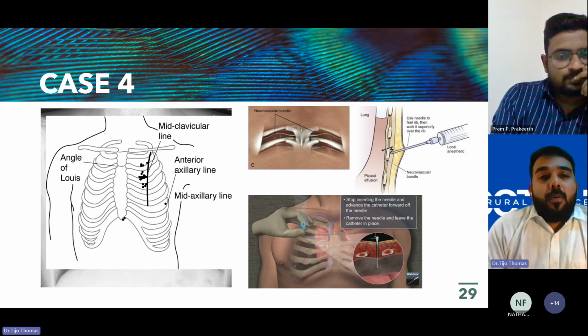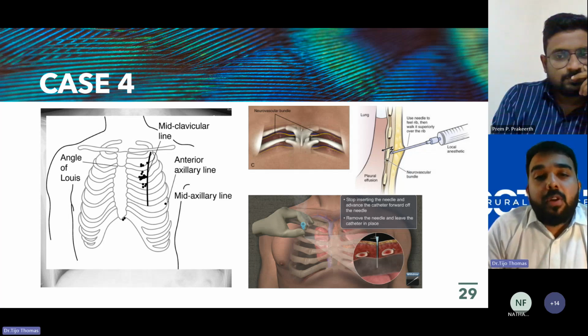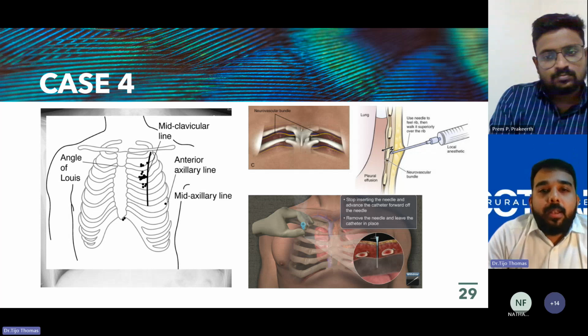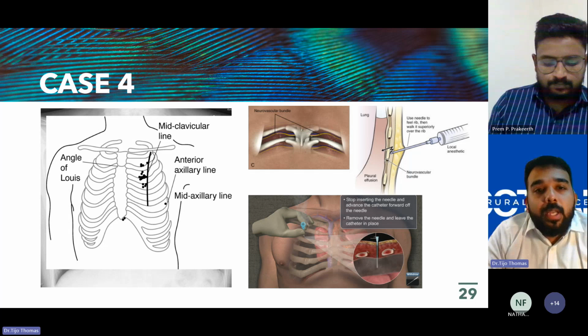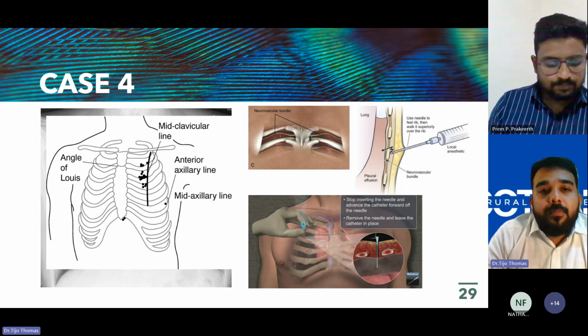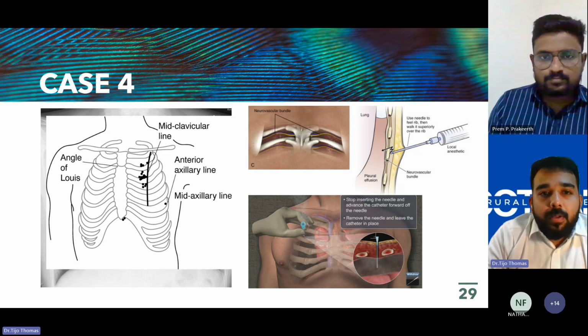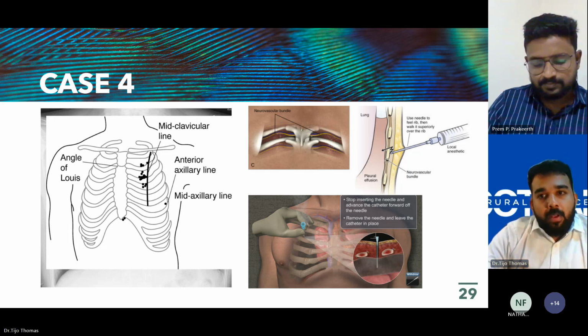In the second intercostal space, we'll be inserting at the midclavicular line, and in the fifth intercostal space, we'll be inserting at the anterior or mid-axillary line. So we have to be careful to insert the needle on the upper border of the ribs so as to not injure the neurovascular bundle. So this is a procedure we can do.